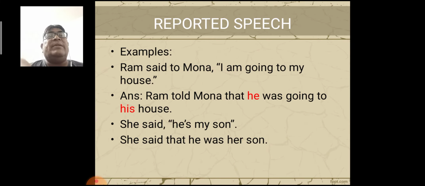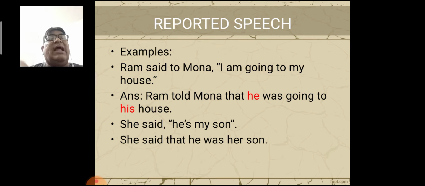Now let's see examples of how the pronouns are changed from direct to indirect sentences. Ram said to Mona, "I am going to my house." This is a direct sentence, and we change it into indirect. Now see: Ram told Mona that he was going to his house. Now see the changes: the reporting verb "said to" changes into "told."